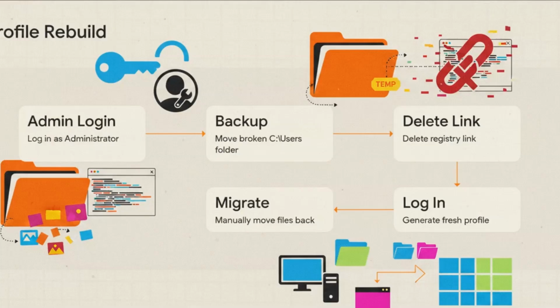You do a profile rebuild. Log in through a working administrator account. Dive into your hard drive and physically move your broken user folder, the one with all your documents and photos, into a temporary backup folder. Then go deep into Windows Advanced System Settings and totally delete the broken registry link for your user. When you log back in as yourself, Windows thinks, oh, a brand new user, and builds a fresh, uncorrupted desktop from scratch. Then you just carefully migrate your saved files back over. It's super invasive, sure, but it completely bypasses the corruption without needing to wipe your whole computer.